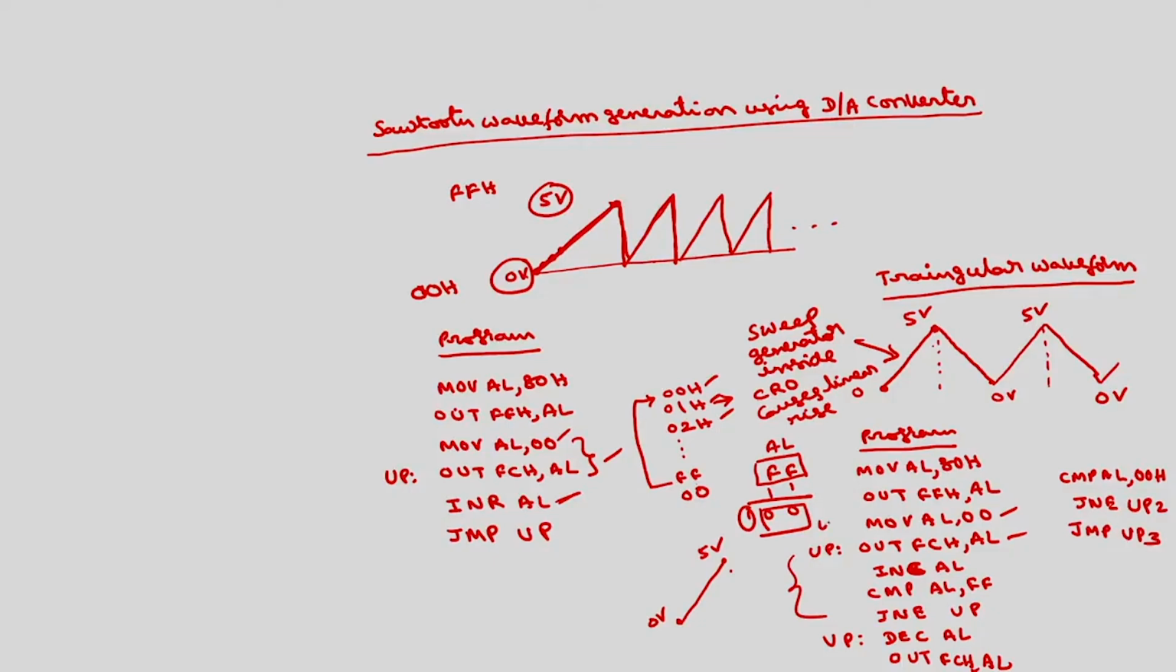This up 3 will again load AL with 00. Anyhow 00 will be there, so this up will be enough. Because once it comes out of the loop, AL will always have 00, because we are comparing with 00. When AL is equal to 00, then only it will come out of the loop. So, AL is already 00, no need to jump here. We can jump to this up. This up 3 is not required, only up is enough.